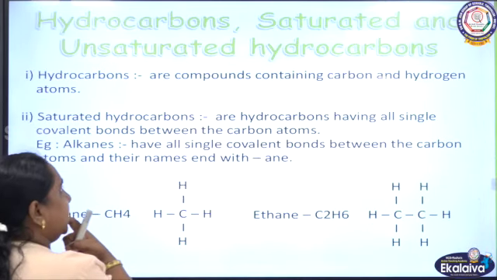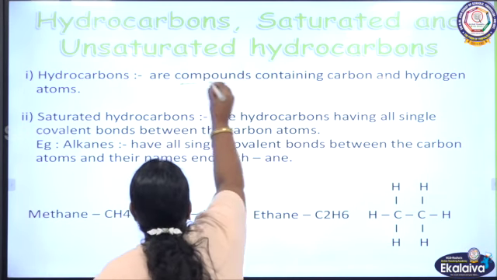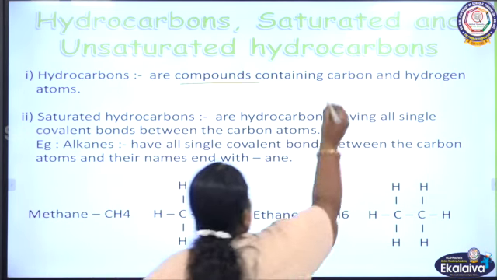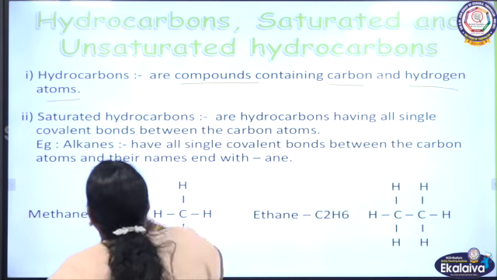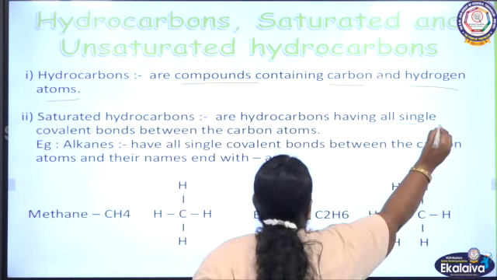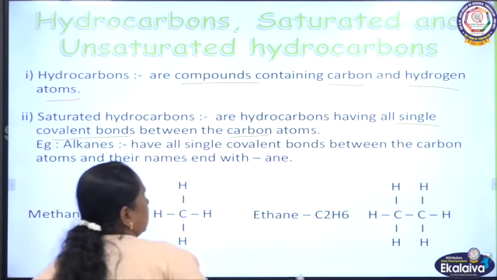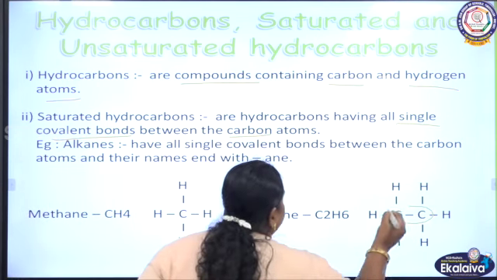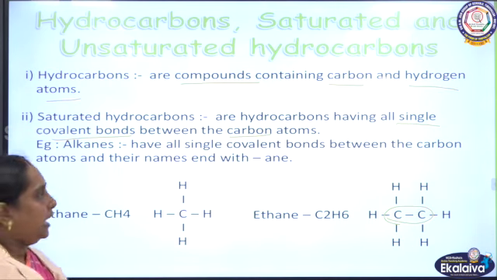So, saturated and unsaturated hydrocarbons, if you take, they are the compounds containing carbon and hydrogen atoms, but in the saturated case it will be having single covalent bond between carbon atoms. If there are 2 carbons or 3 carbon atoms, whatever it is, there will be one single covalent bond present.